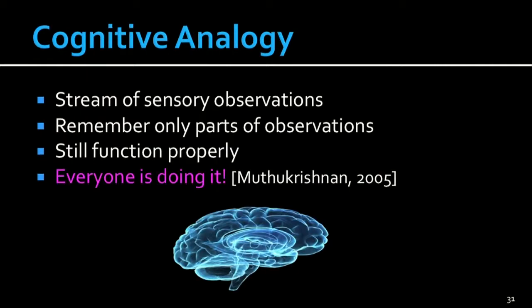And there's a very nice cognitive analogy for sketching. The analogy is that we as humans are going through a constant stream of sensory observations at all times. But we somehow manage to only remember parts of these observations and some smart combinations of these observations. And we still manage to function properly with a small representation of all this sensory input that we are getting. So in a sense, all of us are doing sketching in our brain. So this is a cognitive analogy for sketching.